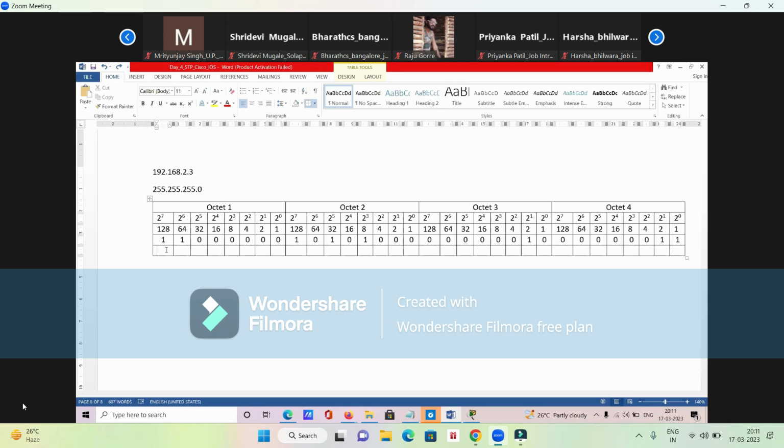Okay, so the first row is the IP address and the second row is the subnet mask. Fine. Now convert this to बाइनरी. ठीक है, ये जो नंबर है इसे बाइनरी में कन्वर्ट करो. And the moment I convert it to binary, what is that I get here for 255? How many bits are one here in octet one?